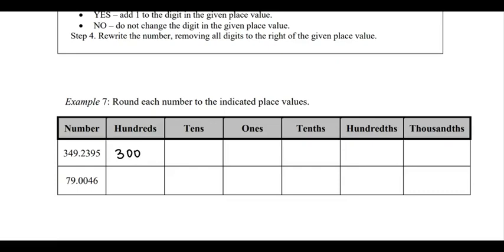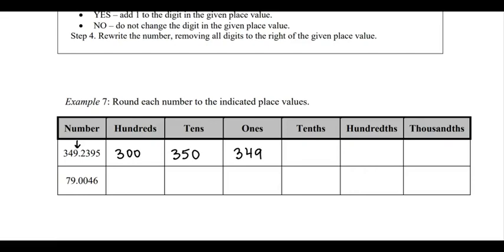All right, so we're going to do the same. Next one is the tens. The tens place is right here at a 4. The number after 4 is 9, so that means the 4 becomes a 5. So I have 350, and I do not need to worry about the decimal part anymore. And then we're going to do the ones. The ones place value is right here at a 9. The digit after 9 is 2, so I don't need to change the 9, so I'm going to go 349.